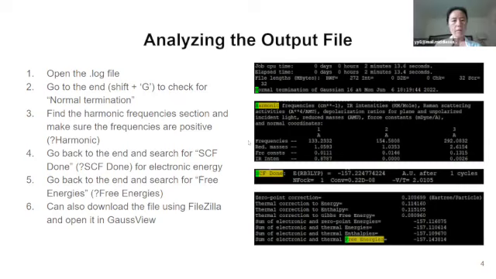After we create the input file, we can submit it. When it's submitted successfully, we get a log file. After we submit it, we push Shift G to check for normal termination. If we see a normal termination, we know we got the successfully calculated result. By following a certain order of commands, we can get the results for the electronic energy and the free energies.